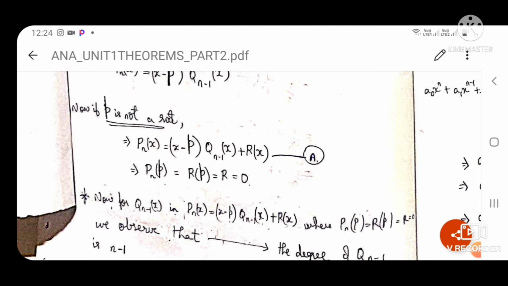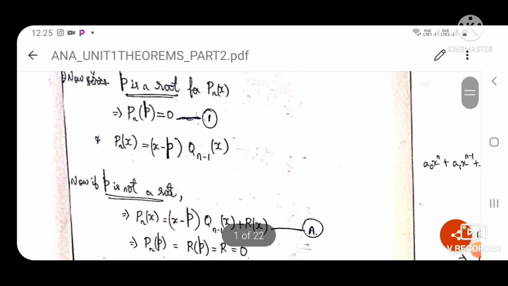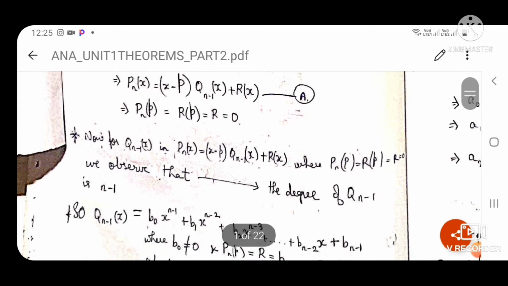Now, this basically happens when p is not the root. This is the condition you will have to write, and it is a must that you write Pn of p equals r of p equals r, which is not equal to 0, when p is not a root. However, you will not be writing the same when p is a root. That's how it works.